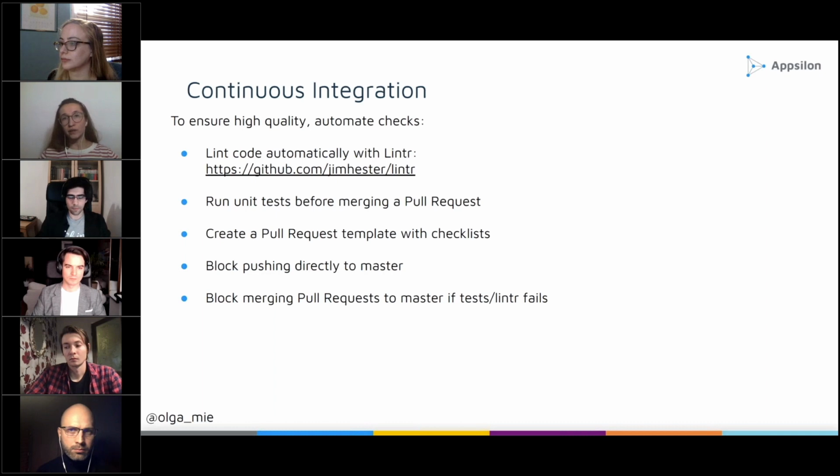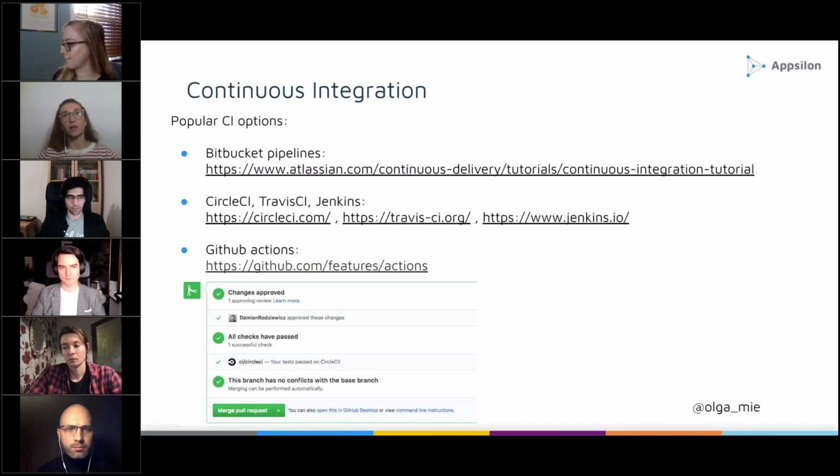Additionally, you can automatically add a pull request template that can contain a checklist for the pull request creator and the reviewer to every pull request. You can block pushing directly to master and block merging pull requests if the tests fail. Here are some popular continuous integration options: Bitbucket, CircleCI, Travis, Jenkins, and GitHub Actions. So I'm sure you will find something that will fit your technology stack.